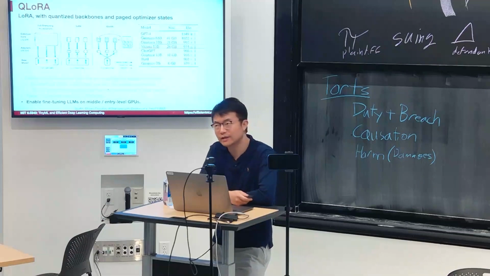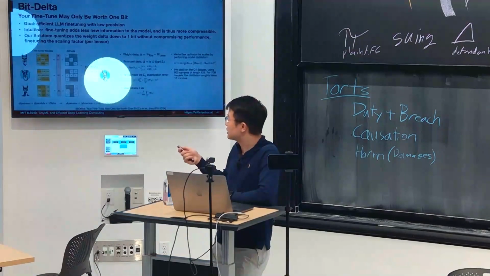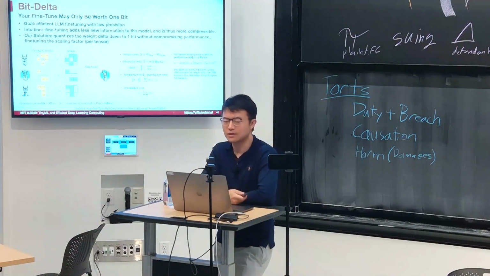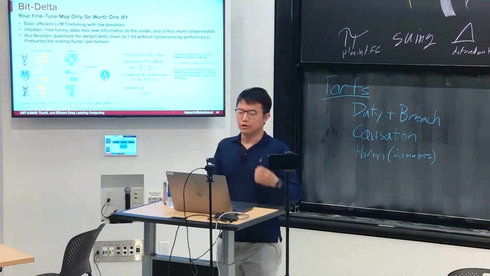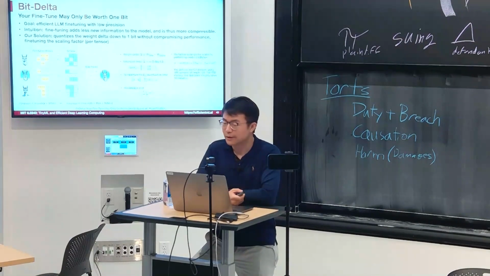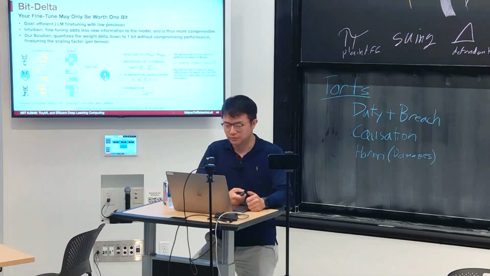So from LoRA, we can find there's a lot of redundancy during model fine-tuning. And the next idea is basically, can we push the frontier to only tune 1 bit? Okay, so recently we've been working on this project called BitDelta. Your fine-tune may only be worth 1 bit, to appear in NeurIPS this December in Vancouver. So the goal is to perform efficient large language model fine-tuning with very low precision. The intuition is that we are adding very little information in fine-tuning because the model is already well trained. We just learn a little bit of extra information. Therefore, it should be much more compressible.